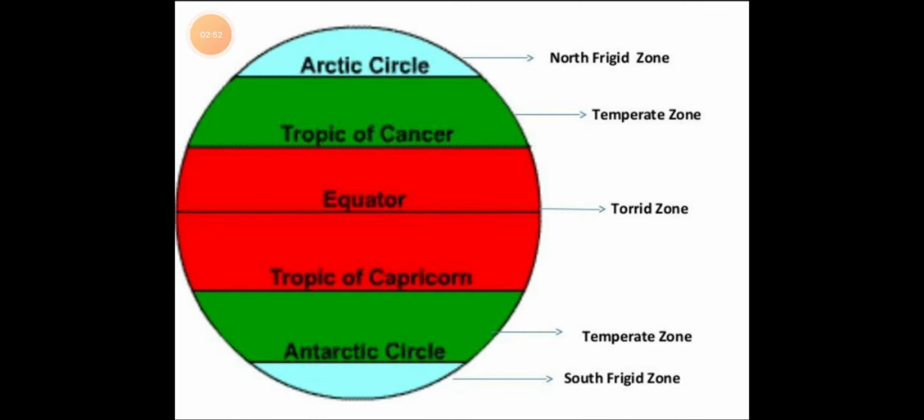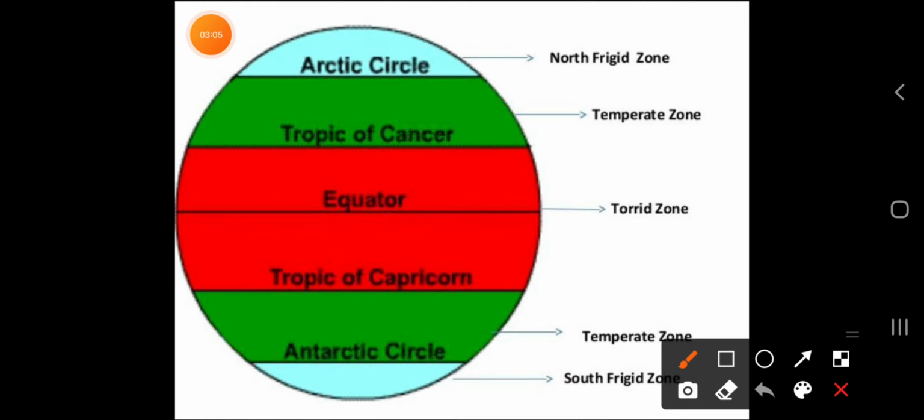Then comes the heat zones of the earth. All latitudes in between the Tropic of Cancer and Tropic of Capricorn. This area therefore receives the maximum heat and it is called the torrid zone. Here we can see the area, the torrid zone. The area in between the Tropic of Cancer and Tropic of Capricorn is called the torrid zone.